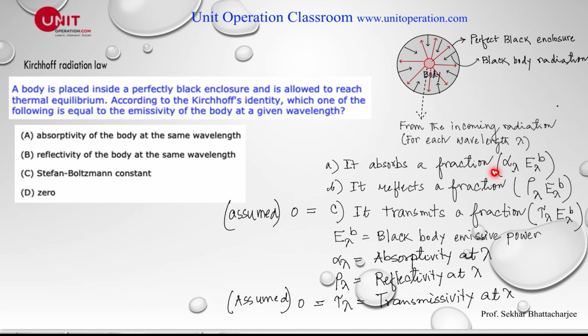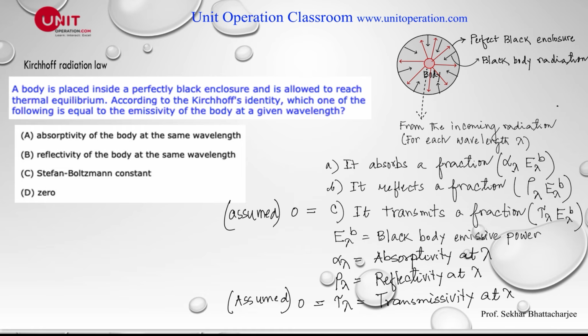Part of it is absorbed, let's call this alpha lambda, and part of it is reflected, let's call this rho lambda, and part of it is transmitted, tau lambda. For now we are assuming that it's not transparent, so we assume tau lambda is equal to 0, and this is not applicable. Alpha lambda is the absorptivity at that wavelength, rho lambda is the reflectivity, and tau lambda is the transmissivity, which we assume to be 0.